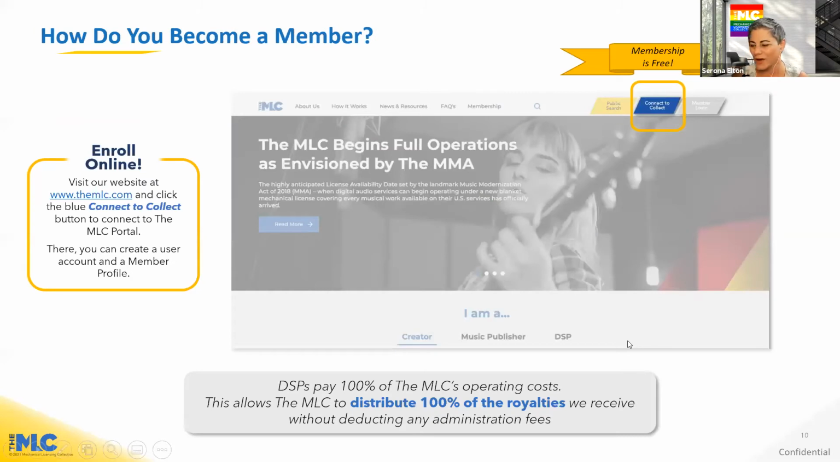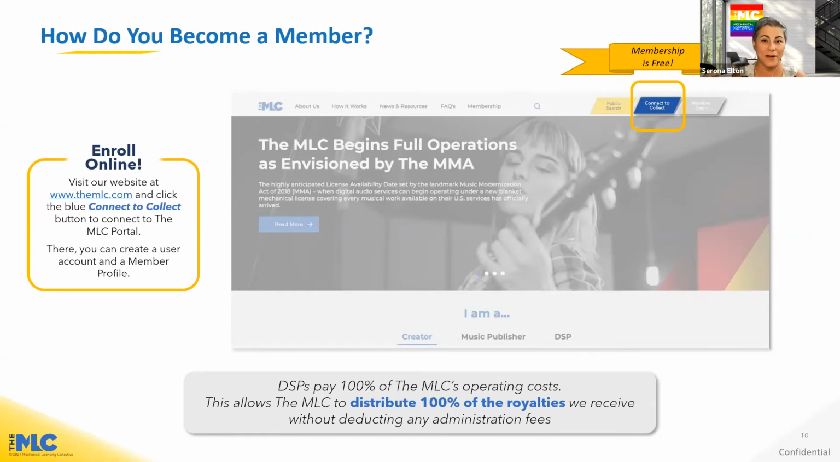So how do you become a member? It's really easy. You go to our website again, the MLC, and at the top right there's a button that says Connect to Collect. That opens up a page that explains the whole process of signing up. It's totally free. There is no cost to become a member.